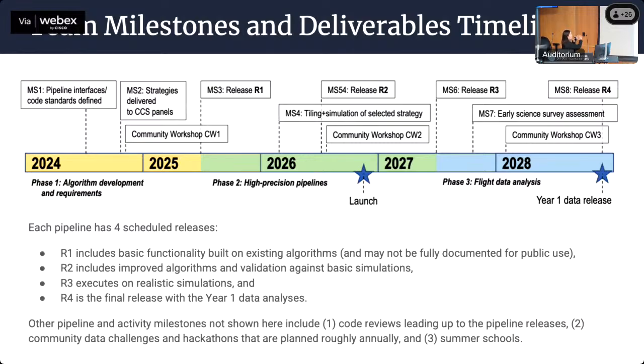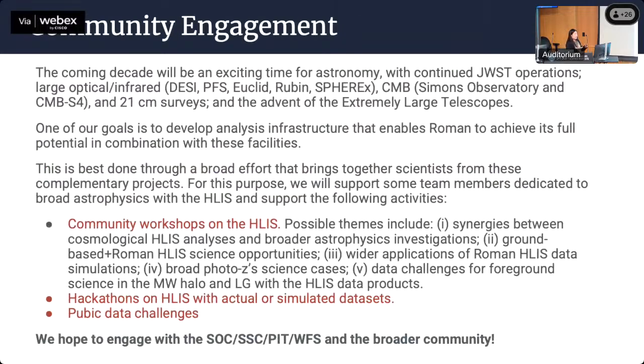Okay, here, I'm not going to go through this, but we have these rough phases, and there are these scheduled releases, from very basic functionality. We have a lot of existing algorithms and pipelines that we're trying to adapt as much as possible. We don't want to reinvent something. We want to reuse things and adapt them for Roman. That's R1, but eventually we want to get to the final data release for the year 1 data analysis.